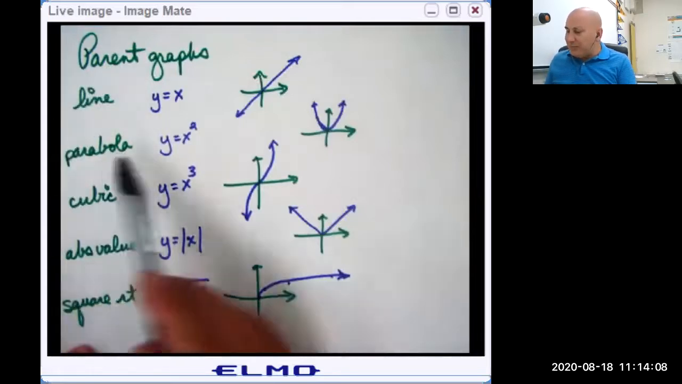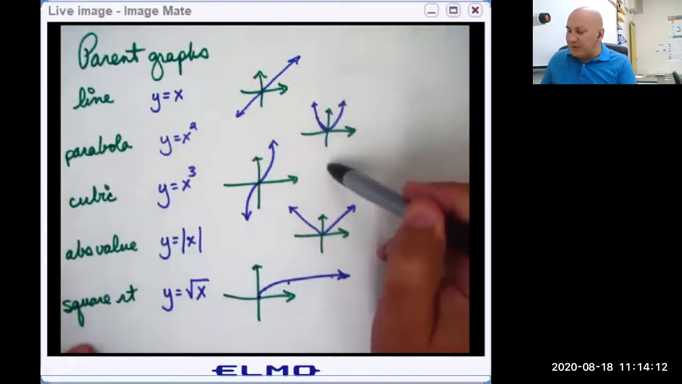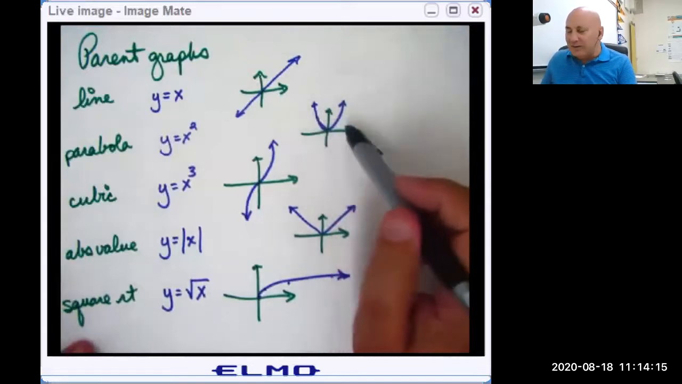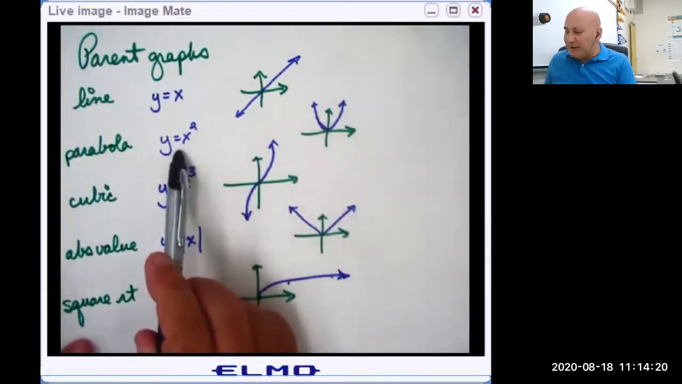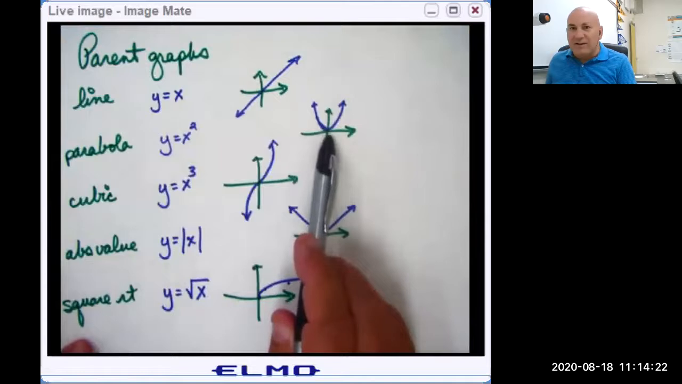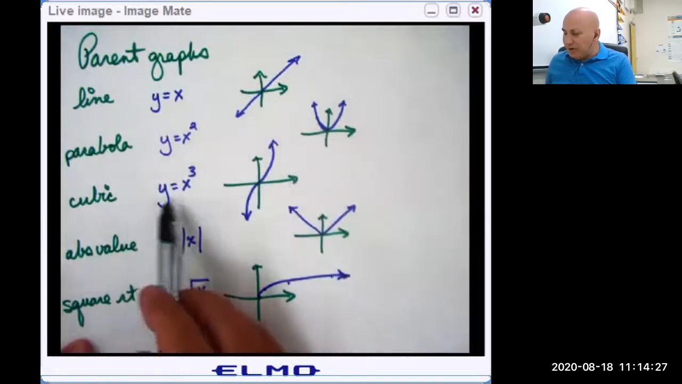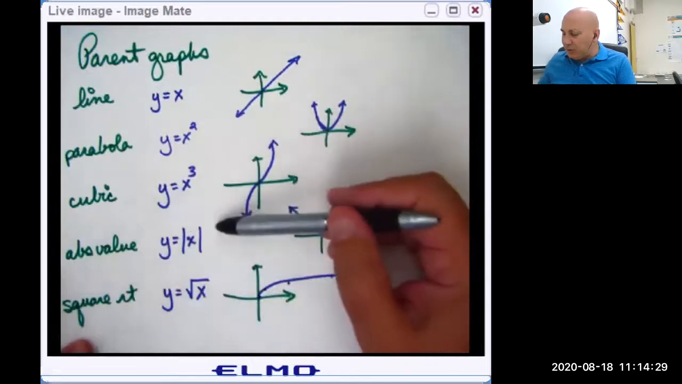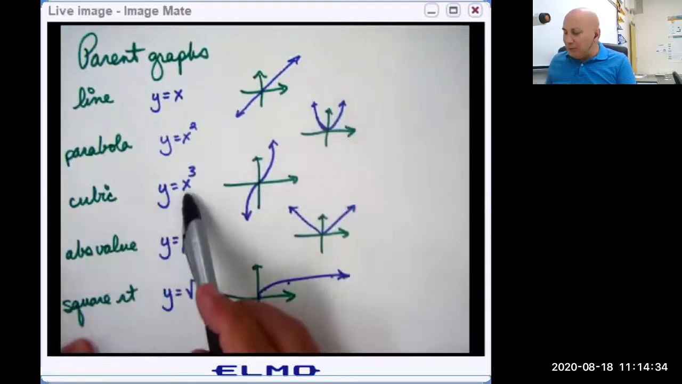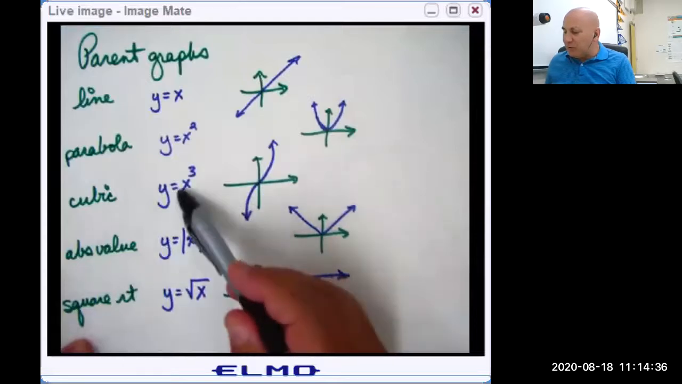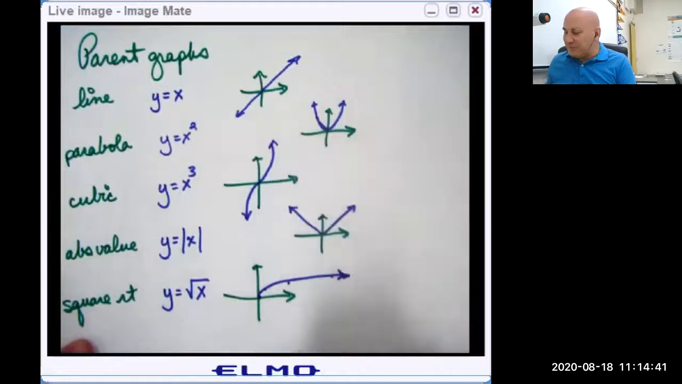For a parabola, at least a parabola that opens up or down, there's a different parent for opening sideways and such. But the most basic parabola is y equals x squared, and it looks like this graph here. A cubic, now you might recall that a cubic can go up, down, up, but in simplest form, a cubic is y equals x cubed, and that's this graph.